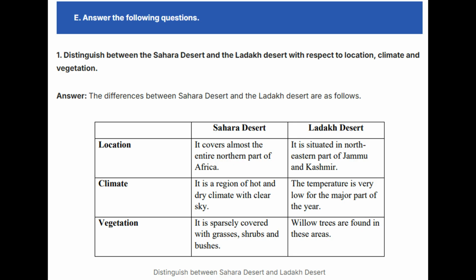Climate. Sahara, it is a region of hot and dry climate with clear sky. Ladakh, the temperature is very low for the major part of the year. Vegetation. Sahara, it is sparsely covered with grasses, shrubs and bushes. Ladakh, willow trees are found in these areas.